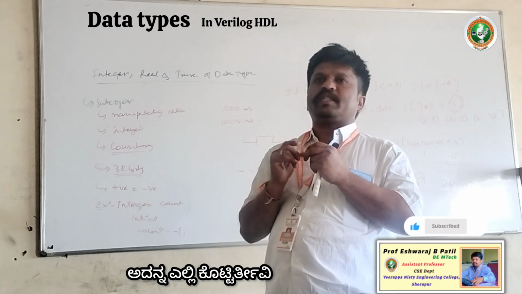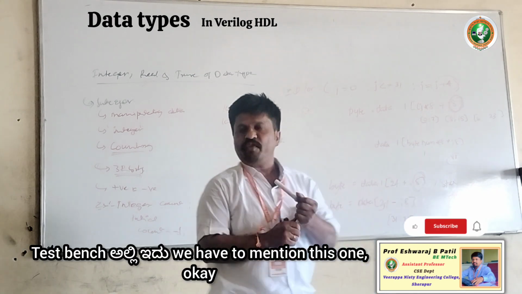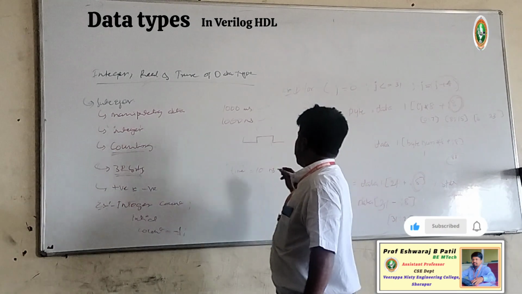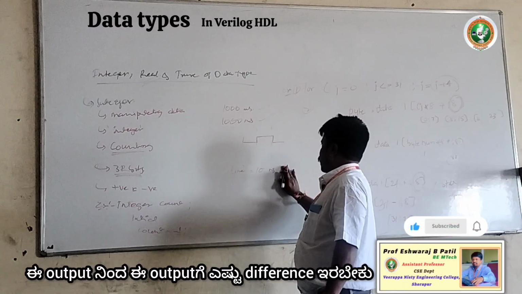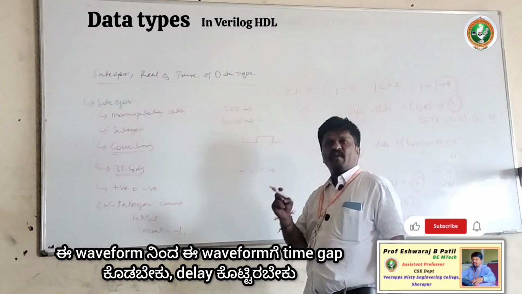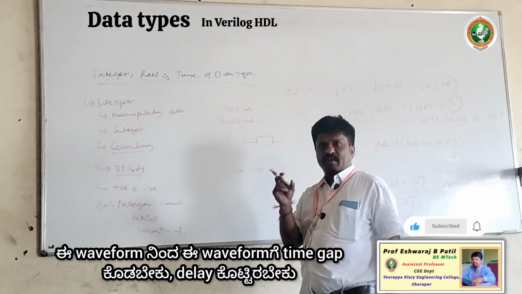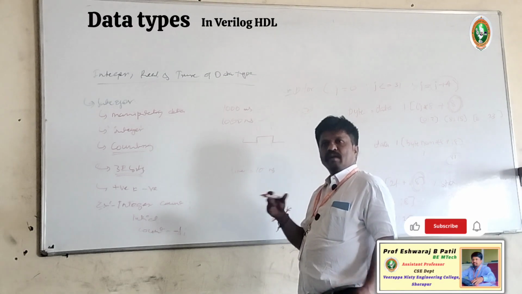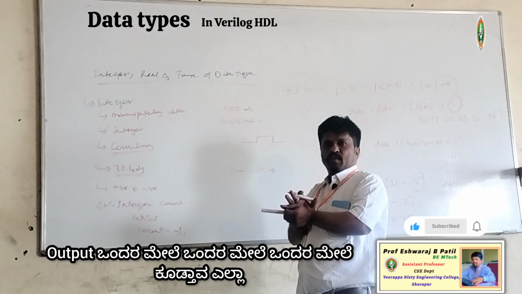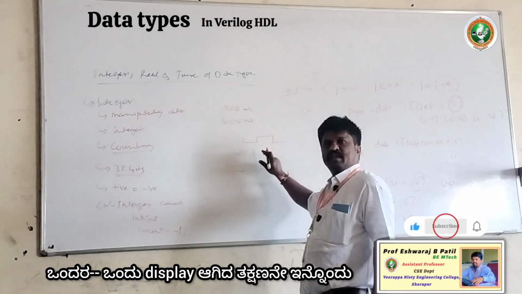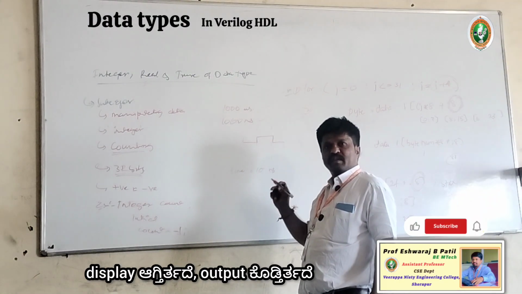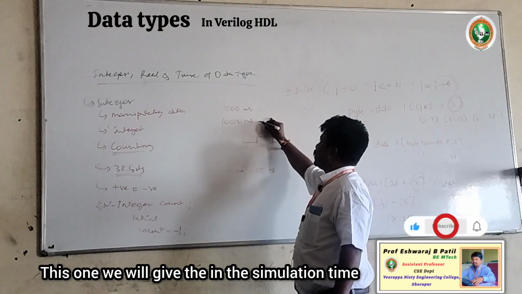ಕೊಟ್ಟಿರ್ತೀವಿ, ಅದರಲ್ಲಿ ಕೊಟ್ಟಿರ್ತೀವಿ ಟೆಸ್ಟ್ ಬೆಂಚ್ ಅಲ್ಲಿ ಬರೀತಿರ್ತೀವಿ. ಟೆಸ್ಟ್ ಬೆಂಚ್ ಅಲ್ಲಿ ಇದು ವಿ ಹ್ಯಾವ್ ಟು ಮೆನ್ಷನ್ ದಿಸ್ ಒನ್. ಓಕೆ, ಇದರಿಂದ ಇದಕ್ಕೆ ಎಷ್ಟು ಡಿಫರೆನ್ಸ್ ಇರಬೇಕು, ಈ ಔಟ್ಪುಟ್ ನಿಂದ ಈ ಔಟ್ಪುಟ್ ಗೆ ಎಷ್ಟು ಡಿಫರೆನ್ಸ್ ಇರಬೇಕು, ಈ ಫಾರ್ಮ್ ನಿಂದ ಈ ಫಾರ್ಮ್ ಗೆ ಟೈಮ್ ಗ್ಯಾಪ್ ಕೊಡ್ಬೇಕು, ಡಿಲೇ ಕೊಟ್ಟಿರ್ಬೇಕು. ಡಿಲೇ ಕೊಡ್ಲಿಲ್ಲ ಅಂದ್ರೆ ಏನಾಗುತ್ತೆ ಹೇಳು, ಔಟ್ಪುಟ್ ಒಂದ್ರ ಮೇಲೆ ಒಂದು ಕೂಡ್ತಾವ. ಟೈಮ್ ಡಿಲೇ ಕೊಟ್ಟಾಗ ಏನಾಗುತ್ತೆ, ಒಂದು ಡಿಸ್ಪ್ಲೇ ಆಗಿದ ತಕ್ಷಣ ಇನ್ನೊಂದು ಡಿಸ್ಪ್ಲೇ ಆಗ್ತಿರ್ತದೆ, ಔಟ್ಪುಟ್ ಕೊಡ್ತಿರ್ತದೆ. ದಿಸ್ ಒನ್ ವಿ ಗಿವ್ ದ ಇನ್ ದ ಸಿಮ್ಯುಲೇಷನ್ ಟೈಮ್.